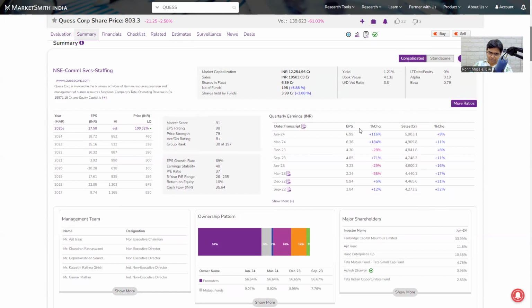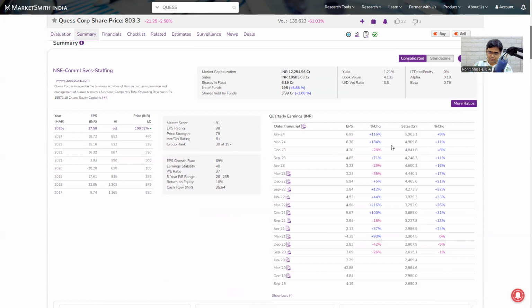As you can see, fantastic performance in terms of sales and earnings. There were some hiccups in between, but overall good performance. All the ratings and rankings are there here again. You can click on more ratios if you want, but this much is enough.